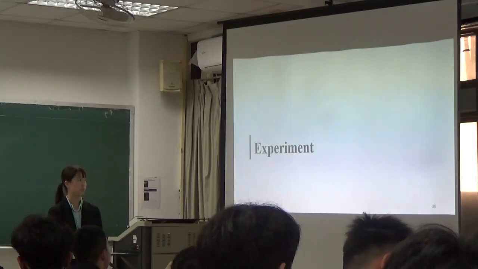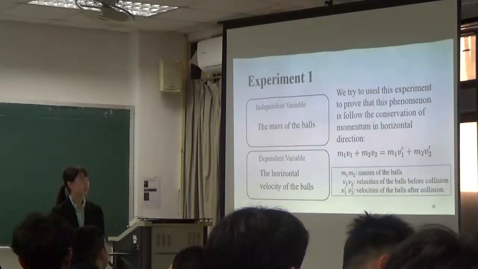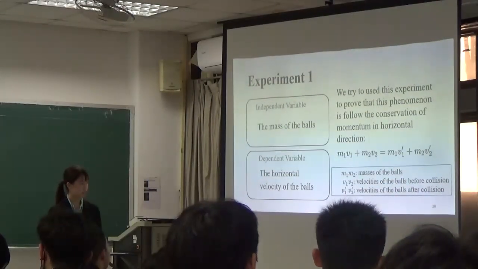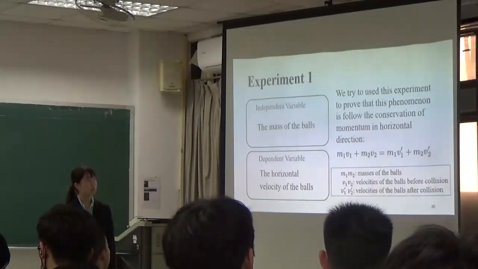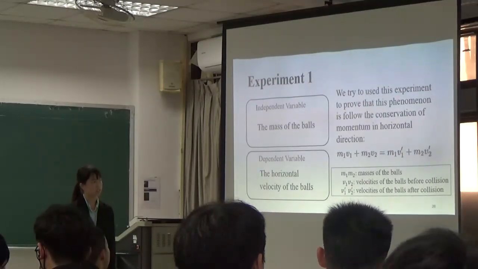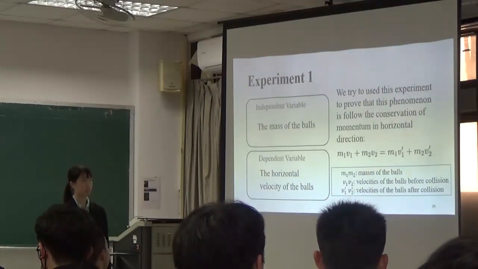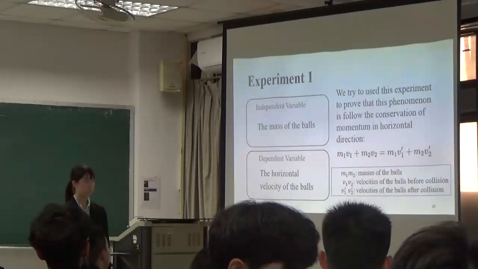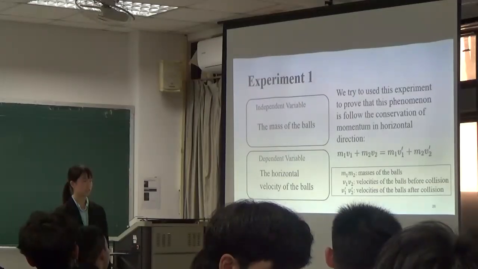And next is the experiment. Experiment 1: the independent variable is the mass of the balls. The dependent variable is the horizontal velocity of the balls. We try to use this phenomenon to prove that it follows the conservation of momentum in the horizontal direction. And this is the equation of conservation of momentum.